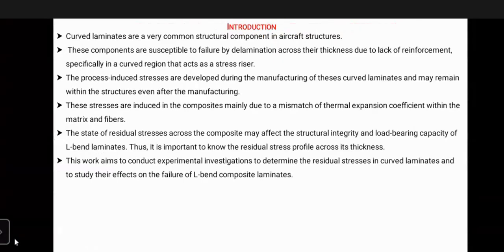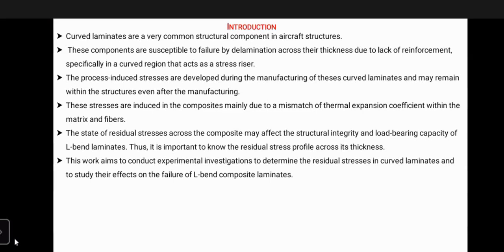Introduction. Curved laminates are very common structural components in aircraft structures. These components are susceptible to failure by delamination across their thickness due to the lack of reinforcement, specifically in the curved region that acts as a stress concentrator. As the curved laminates are processed at higher temperature and pressure, residual stresses are developed primarily due to the differences in the coefficient of thermal expansion between the fibers and the matrices, and these stresses exist even after manufacturing.